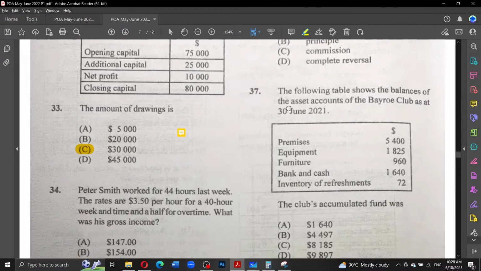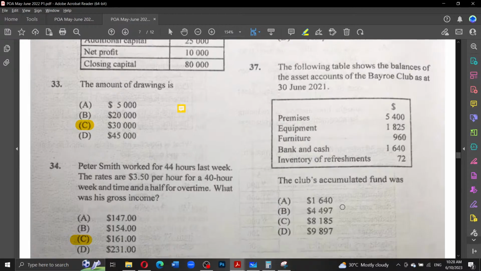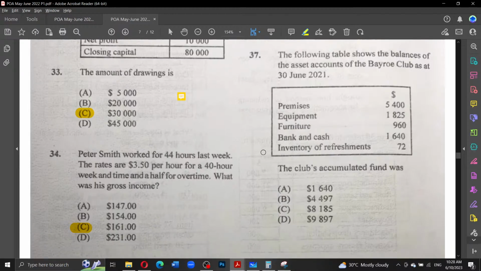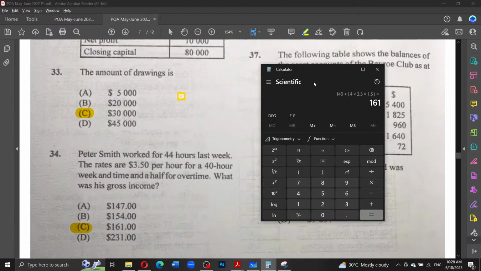The following table shows the balances of the assets account of Biro Club as at 30th June 2021. So they're asking for the accumulated fund. Let's look at what we have here. These are assets. If you have any liabilities, then you will subtract the liabilities from the assets. So we have premises, asset; equipment, asset; furniture, asset; bank and cash, asset again; inventory of refreshment, asset. So basically, you add all of these items.